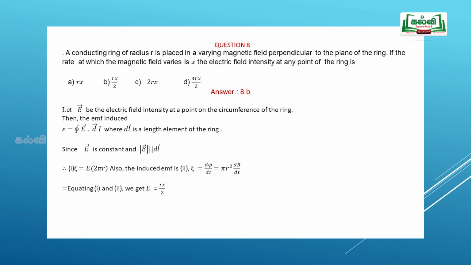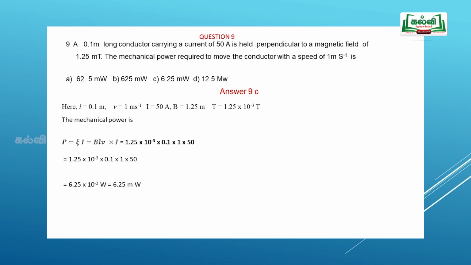So, you have xi as pi r square x based on the definition, and here you have calculated for EMF as E into 2 pi r. Equate this and this, you get E is equal to Rx by 2. Ninth problem. Here you have L, I, B, right?